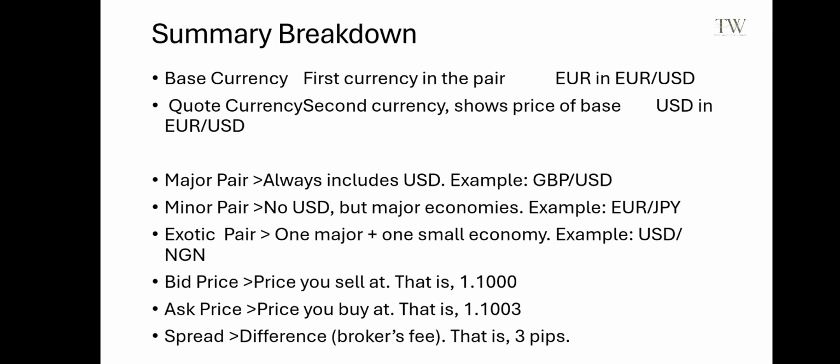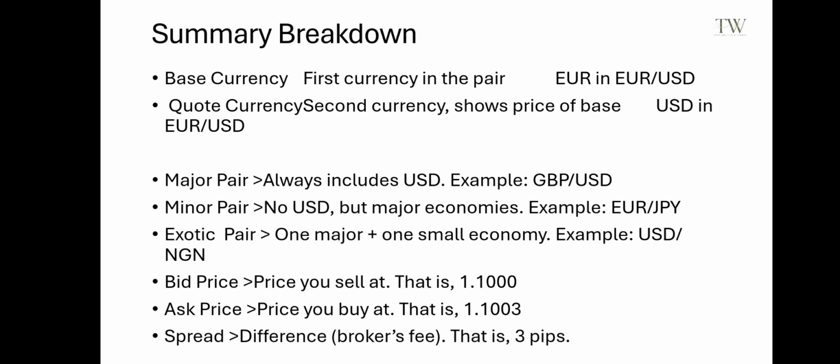So we also have the major pairs. The major pairs, like we said before, are pairs that include the USD in them. For instance, the Euro USD, the GBP USD, USD JPY, and the rest of them. We also have the minor pairs, and these are pairs that do not have any USD in them, but they still include major or strong economies, like the Euro JPY.